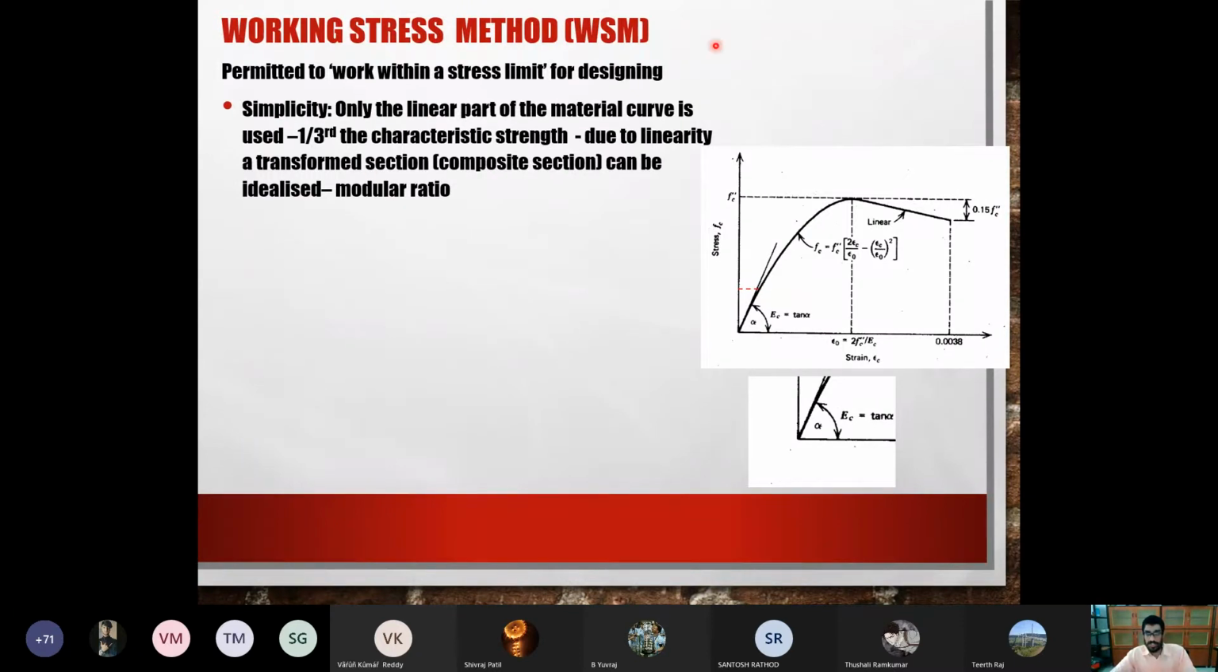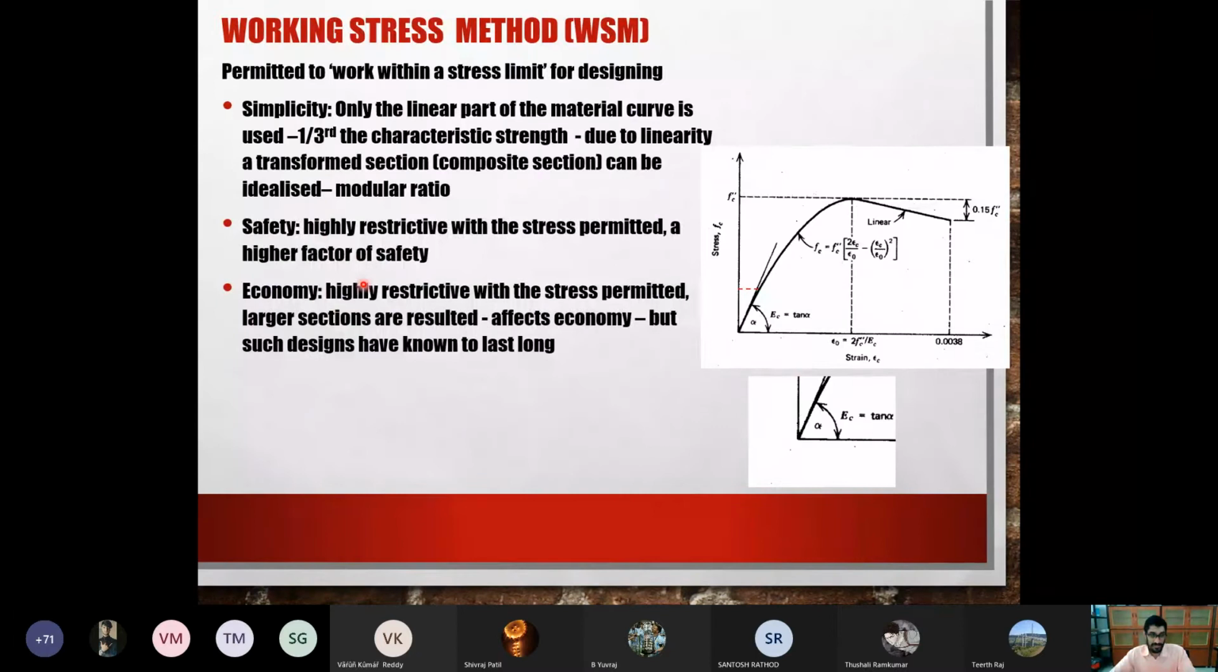So what do you think? Is this working stress method economical or expensive? Only 1/3 of it. It's expensive because you could use up to the characteristic strength, but the working stress method says only use 1/3 of it. But at the same time, it is highly restrictive, so the factor of safety is quite high. Because instead of assuming that concrete can take this much stress, you are assuming that it will take only this much. So it has safety, and economy wise, strictly speaking, it is expensive because you use only a very small part of the stress which can be used.